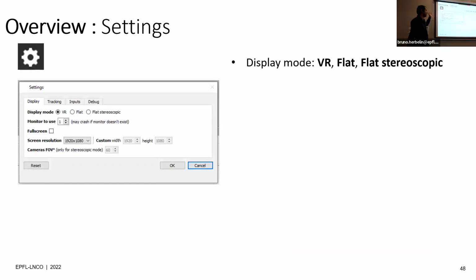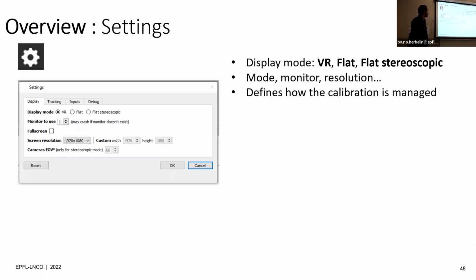Display mode: VR, flat, and flat stereoscopic. The classic one is VR. Flat is for 2D experiments. The key is that we change the mode of OpenVR. Flat stereoscopic is used in fMRI, for example. It will share the screen between two eyes and render in a specific way. You can choose a monitor, full screen, and resolution.